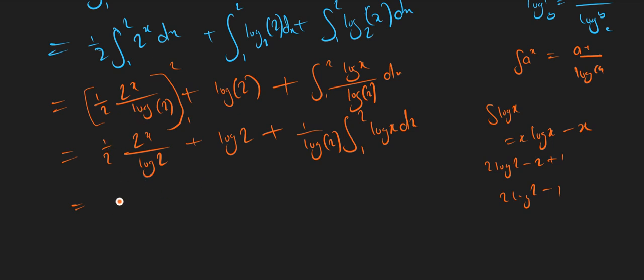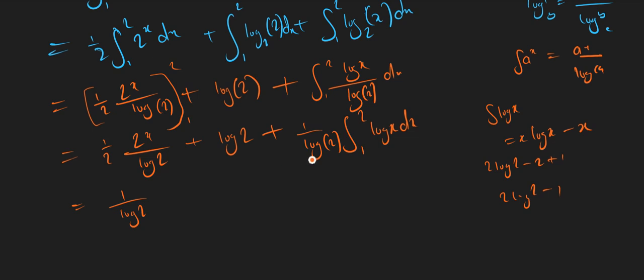So that is 2 over log 2 minus, from 1, you will have log 2 minus 1 over log 2. Okay, so that will be just 1 over log 2. So we'll just write this as 1 over logarithm of 2.